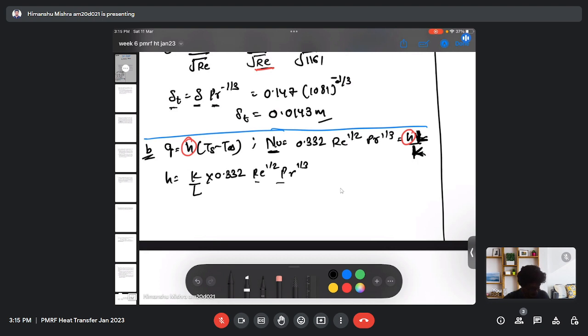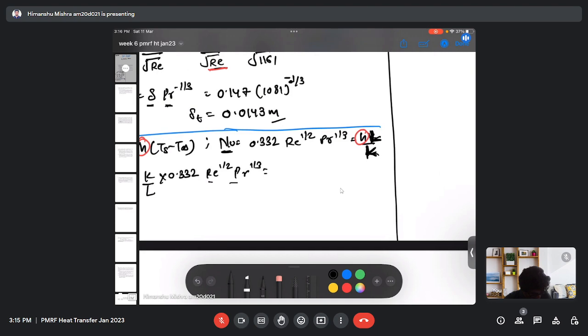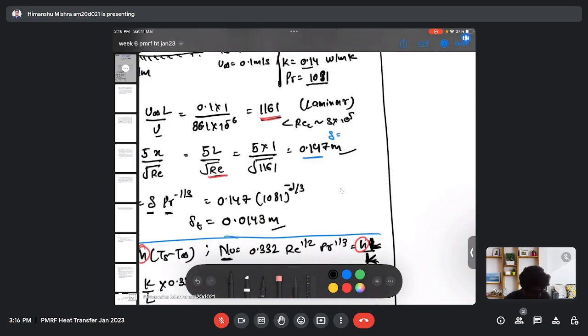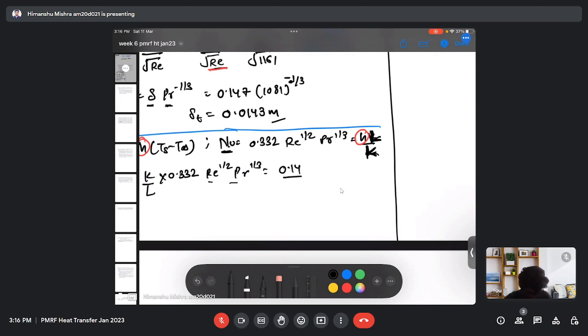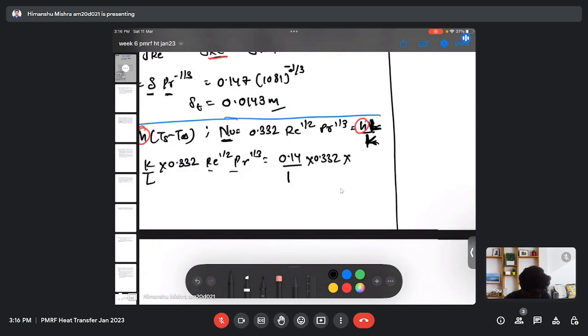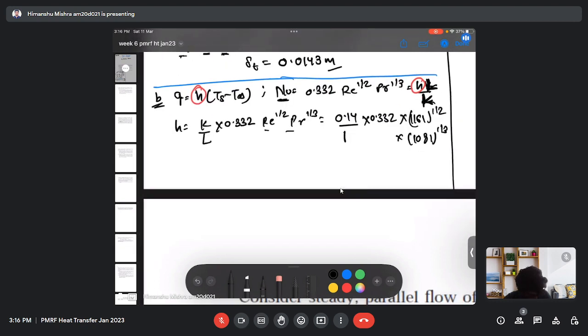And we already know the Reynolds and Prandtl number. The thermal conductivity of our oil is 0.14 and the length is 1 meter. Reynolds number was 1161 and my Prandtl number was 1081. So my heat transfer coefficient, on solving this relation, will be about 16.25 watt per meter square Kelvin. So once we have the heat transfer coefficient, it is very easy to find the local heat flux.